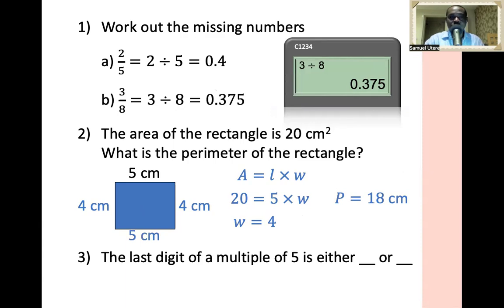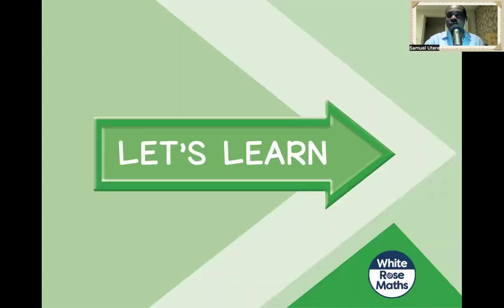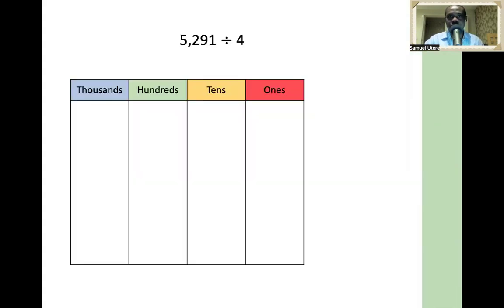The last question: the last digit of a multiple of 5 is either 0 or 5. Okay, so take note of that. Let's do some new learning for this lesson.